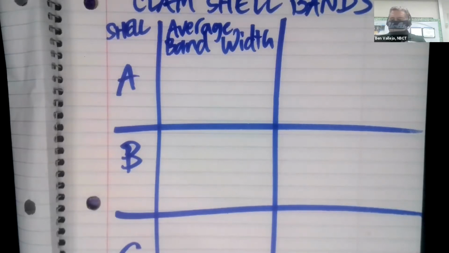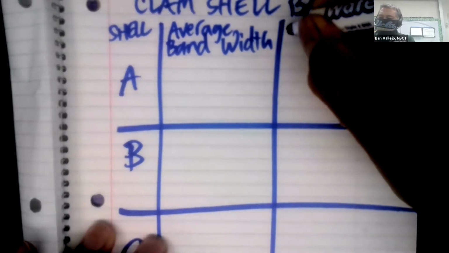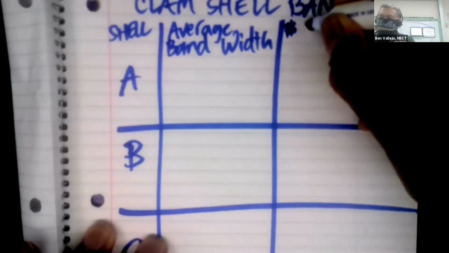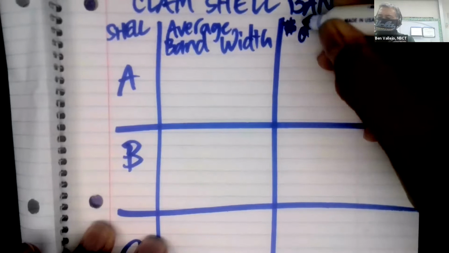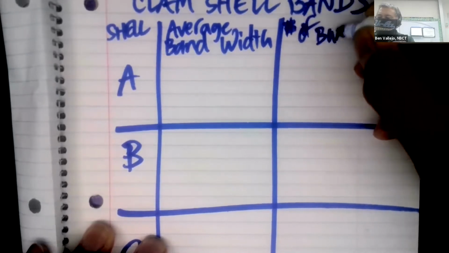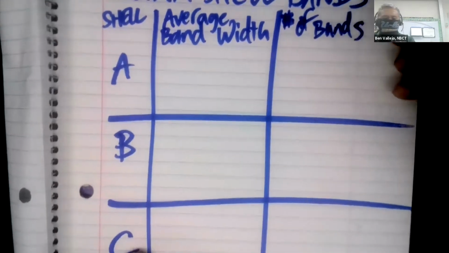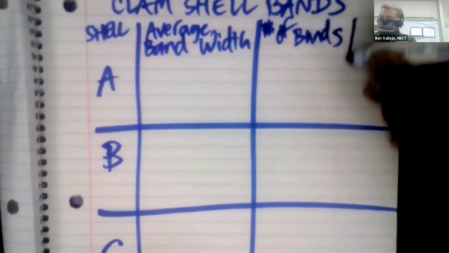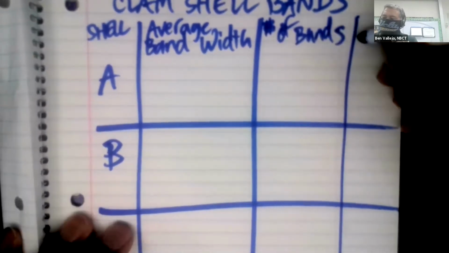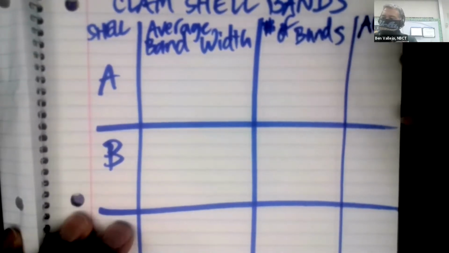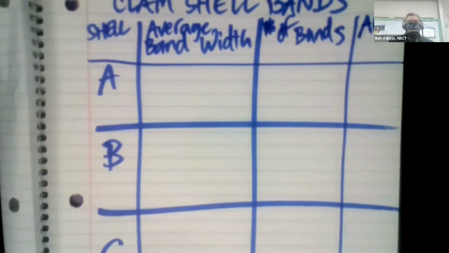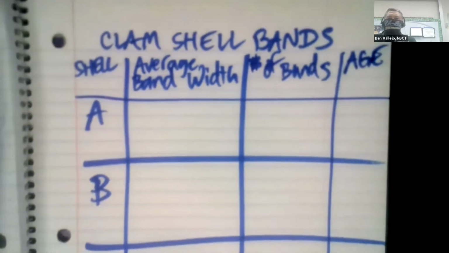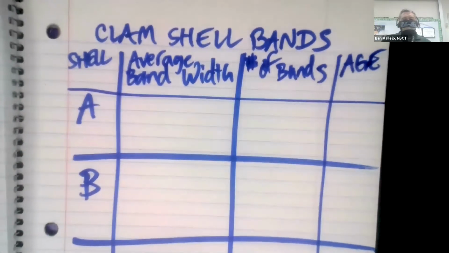Okay, I'm also going to count the number of bands. So there's a number sign, number of bands. I'll put that over here like this. And then we'll say age of the clam. It'd be like that. All right, so that's what my data table looks like.